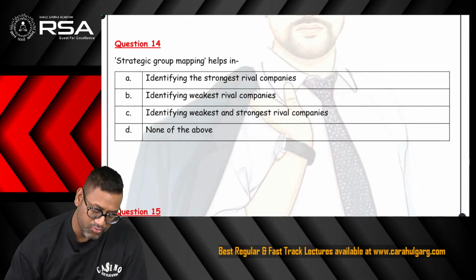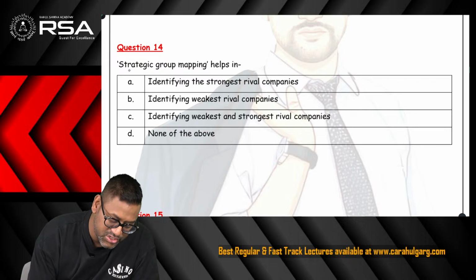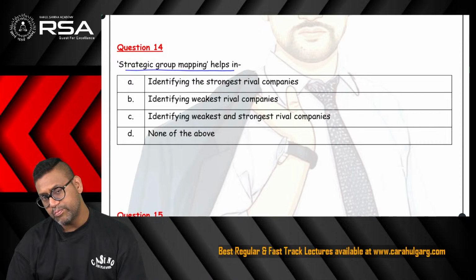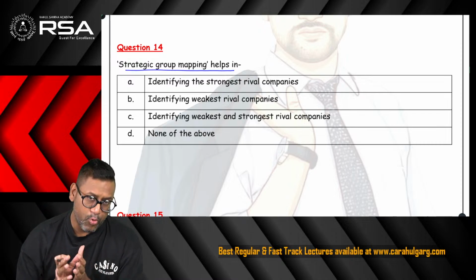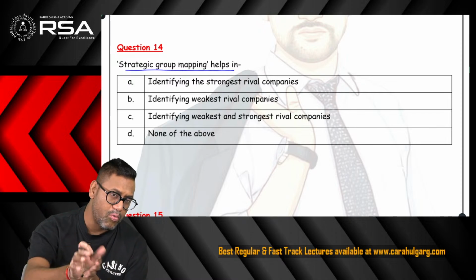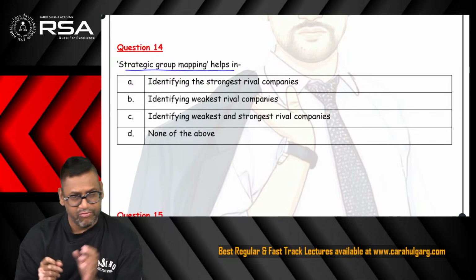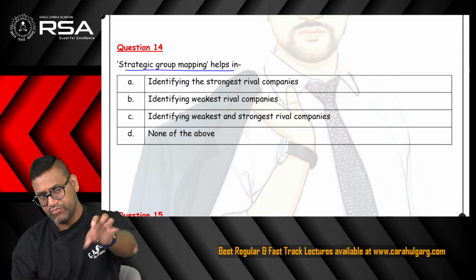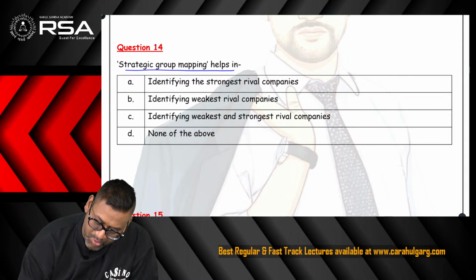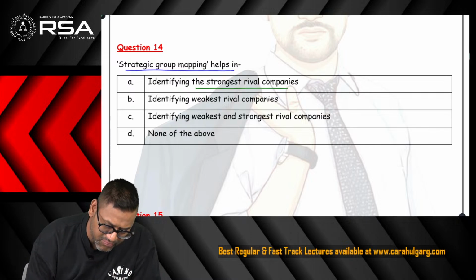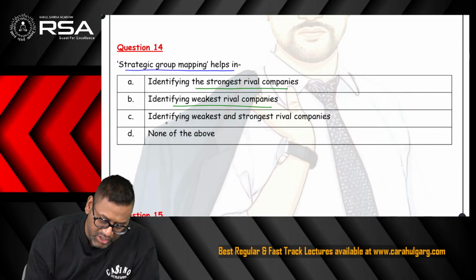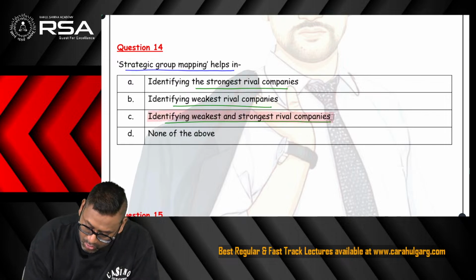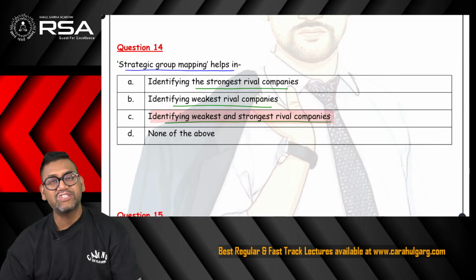Moving to next question number 14. It says there is something called strategic group mapping. It says it helps in... What is the meaning of strategic group mapping? So in the strategic group mapping on a graph, you portray all the rivals, meaning the competitors, in a circle. The weak ones as well as the strong ones, meaning whosoever is your competitor in that industry, you will frame all of those. So strategic group mapping helps in identifying the weakest and strongest rivals. So yes, the best option is C, which takes into account the weakest as well as the strongest rival companies.